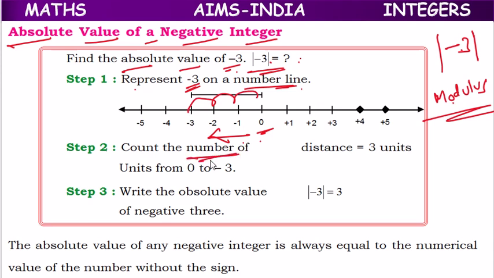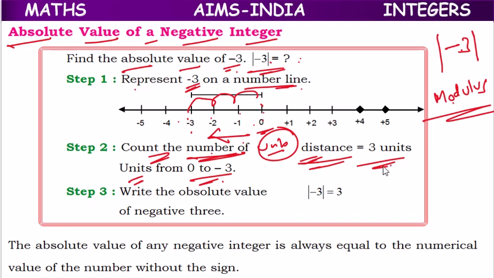Count the distance of -3 from 0. From 0 to -3, how many units are there? 1, 2, 3. 3 units. Then the absolute value of -3 is 3. Like that, the absolute value of a negative integer will be positive. Like that we can find.